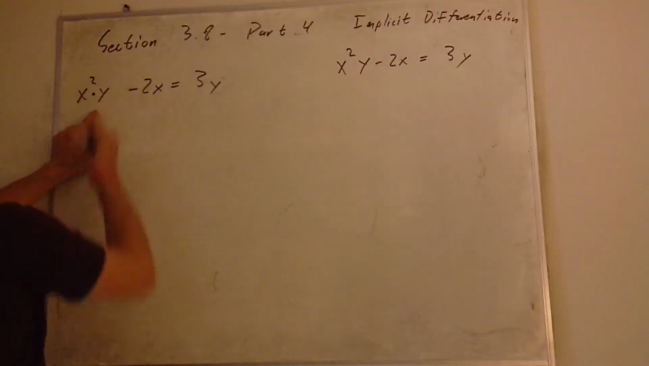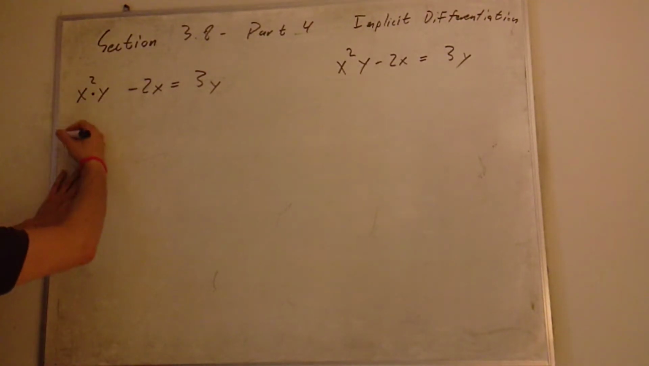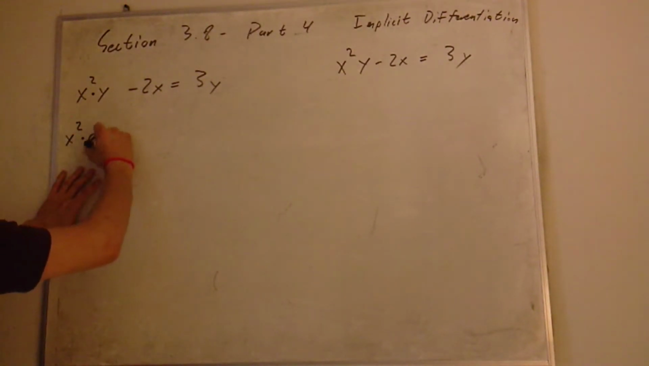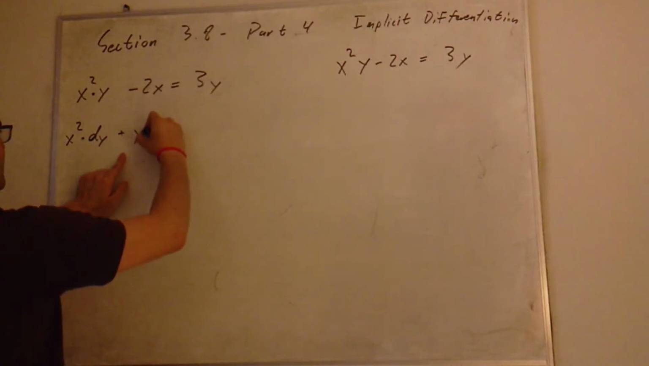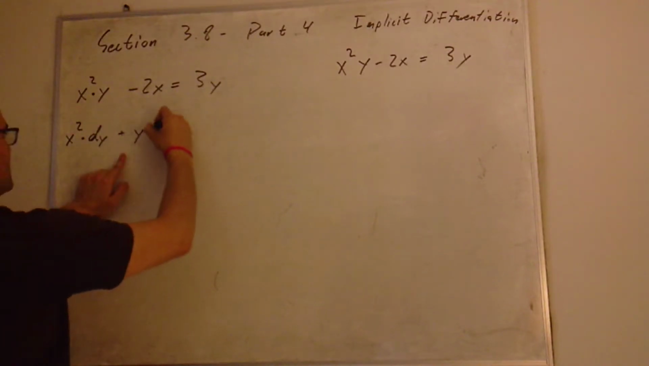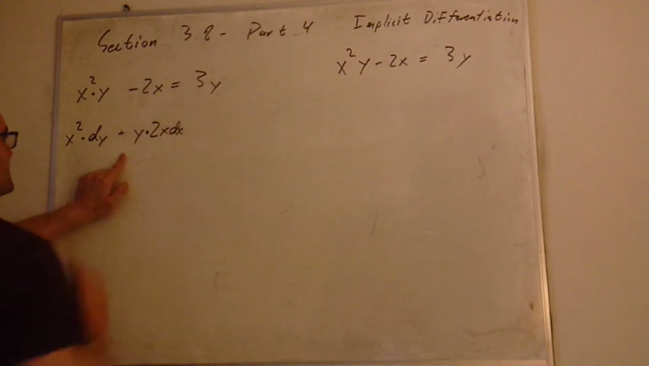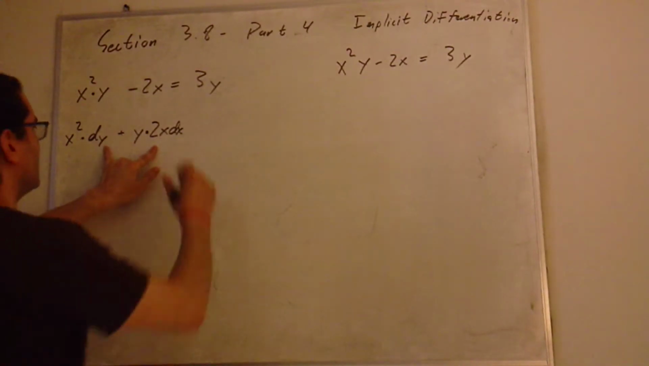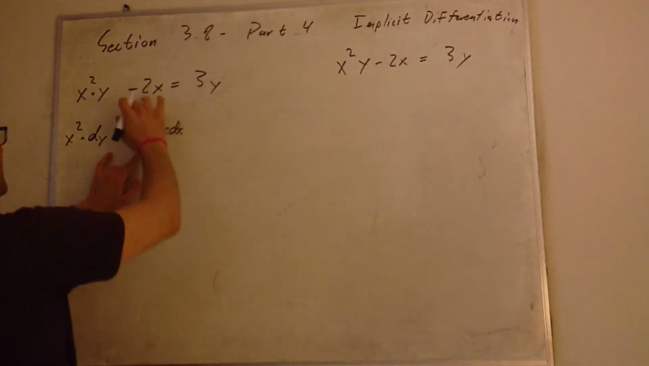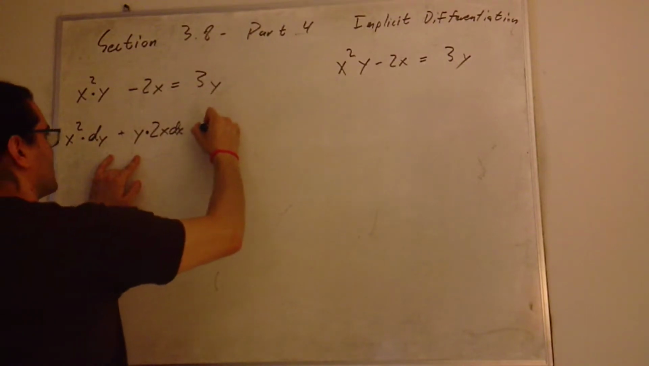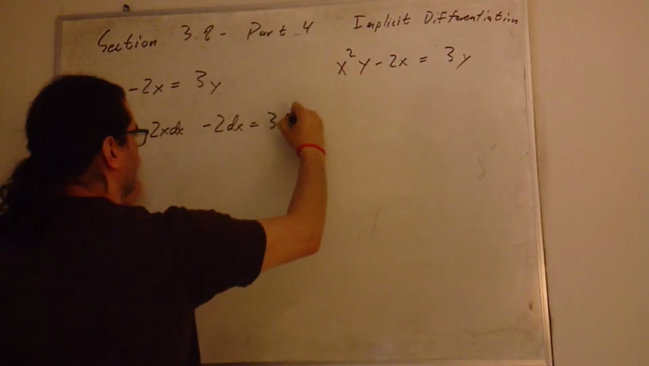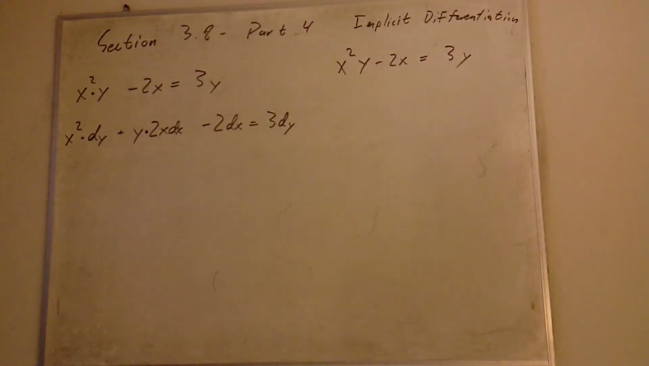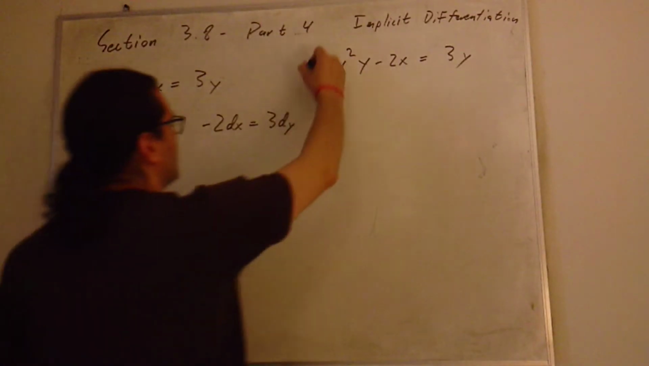This piece starts out as a product. So we need the first times the derivative of the second plus the second times the derivative of the first. The derivative of the first is 2x dx. This is all coming from the chain rule and the product rule. The 2x is going to turn into a negative 2 dx, and this 3y is going to turn into a 3 dy. So this is the derivative step using the Dave technique.